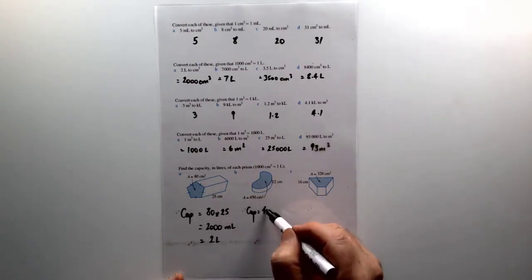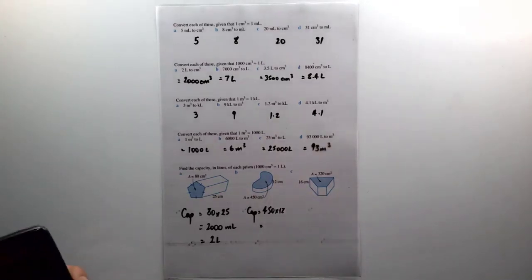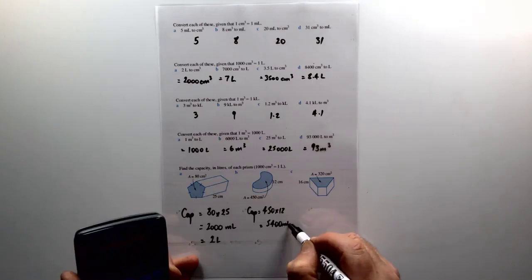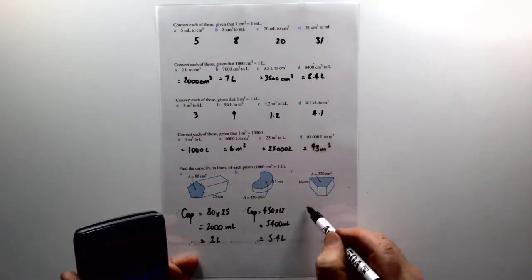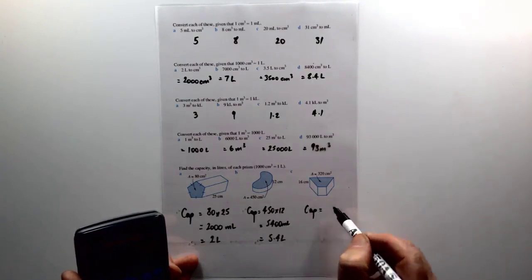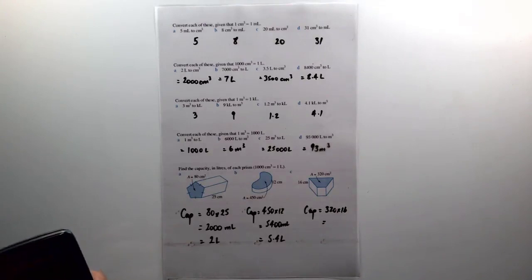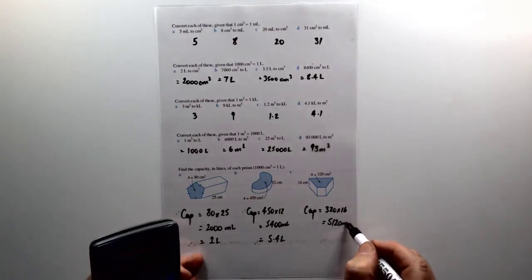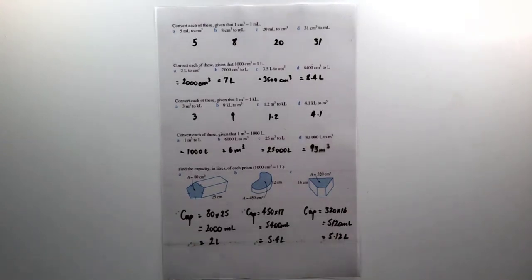Again, start by multiplying those two together. Again, we're going to get an answer in millilitres, effectively. So 5,400. Again, divide by 1,000 to turn that into litres. Same thing here. So we get 5,120 millilitres, which is 5.12 litres. And that's the end of the topic.